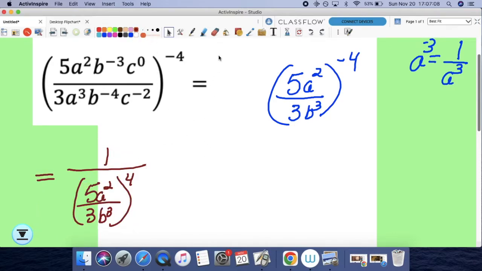So at the top, there's nothing to do. It's just 1 over. At the bottom we have, well, remember there's a 1 here and there's a 1 here, so we get 5 to the 4th power, a to the 8th, 3 to the 4th power, b to the, and 3 times 4 is 12, right?